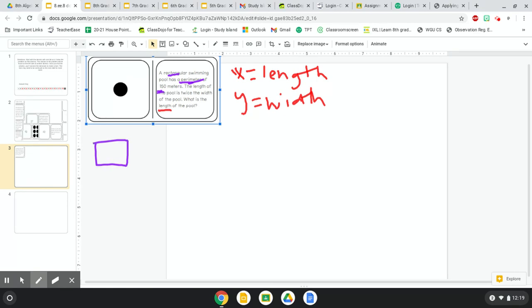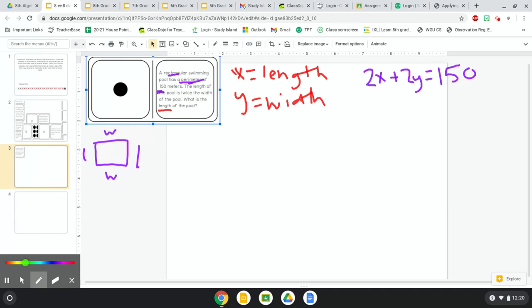If I have a rectangle here, I have width, length, and length, right? So two lengths and two widths. So I know that two lengths, which is 2x, plus two widths, which is 2y, is going to be equal to a total of the perimeter, which they said was 150. Okay, so that's my first equation.